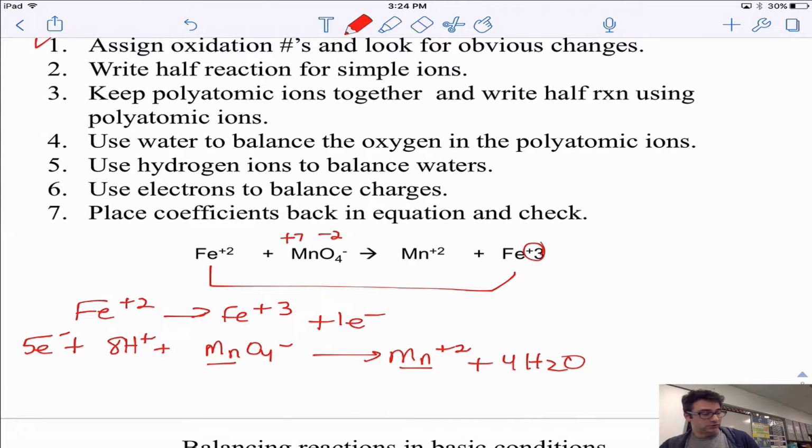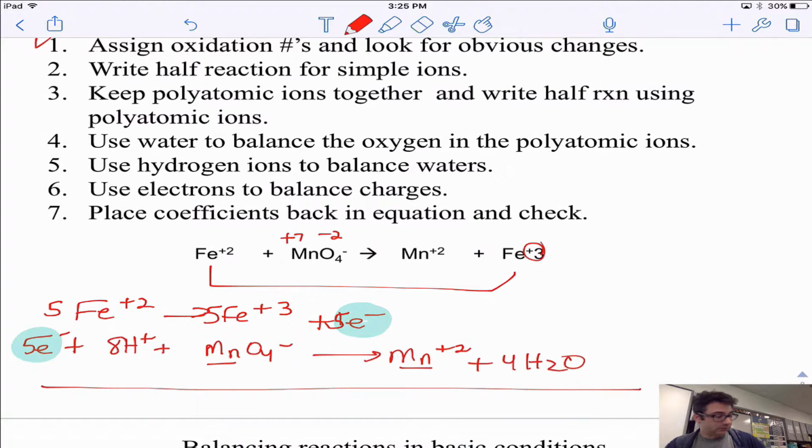So now I have my two half reactions. I look at the electrons and I see that the manganese has 5 electrons that have been gained, and the iron only lost 1 electron. So now I need to go back and balance the iron side for electrons. And so now I'm going to use 5 Fe's to balance my electrons. And now I'm ready to just add the two together.